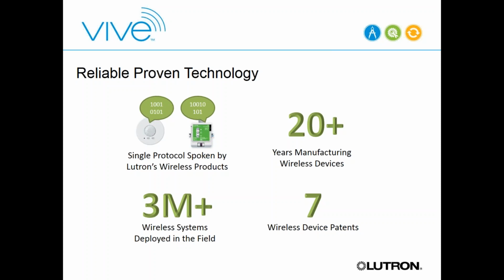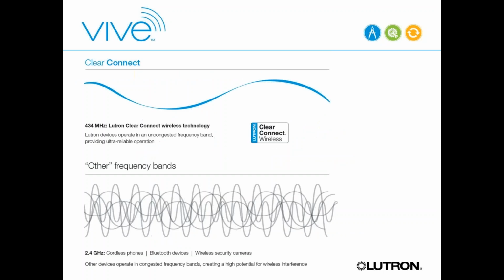We've got over 3 million wireless devices out there in the field over the last couple of decades in terms of getting those out there. And not only that, but we have 7 patents around our wireless technology that give us that reliable, proven performance. And the backbone of this is what our Clear Connect wireless technology is.